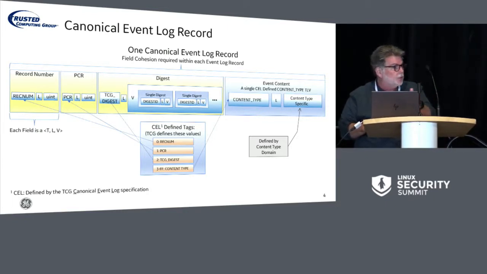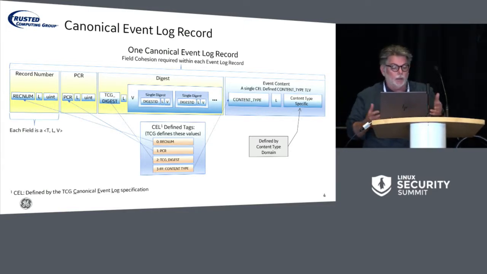And so, again, within each one of these fields is a tag. And right now, my position is that this is an octet, 8 bits, because we're going to try to be very, very stingy about how we allocate these things. And I think there's very few of them that we need to create, followed by a length, obviously, and then followed by a value, right? In this case, the record number would simply be a uint of the sequence number.